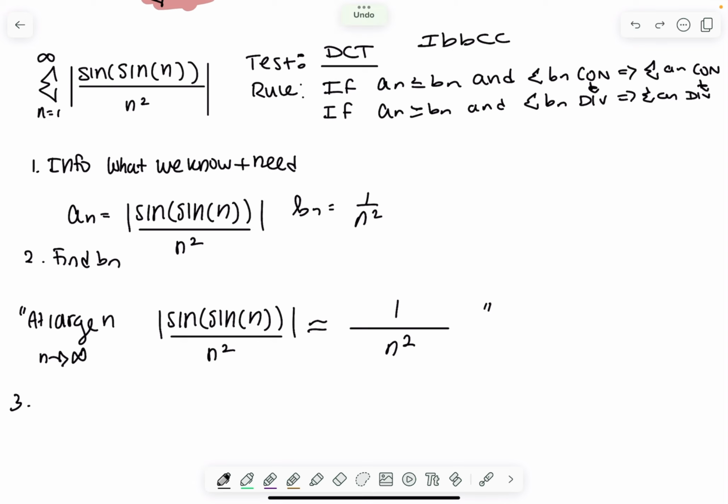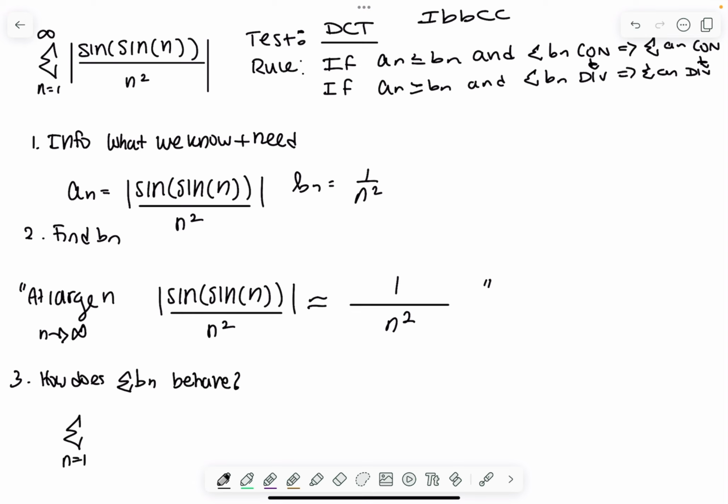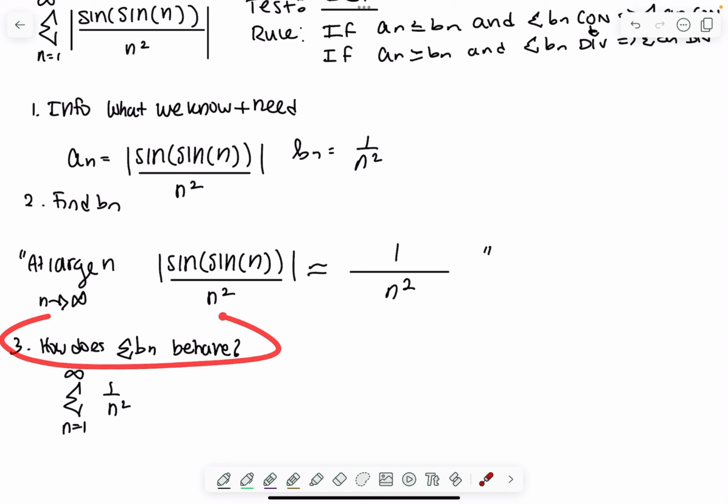which brings us to our third step, which is the behavior. So B for behavior. How does the series of B of n behave? The series B of n is from n is equal to 1 to infinity. I get these numbers from the original problem here. B of n is this. Remember, in this step, the only thing we ever use is either the geometric test or the p-test.